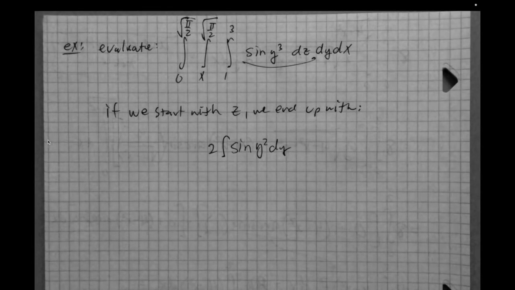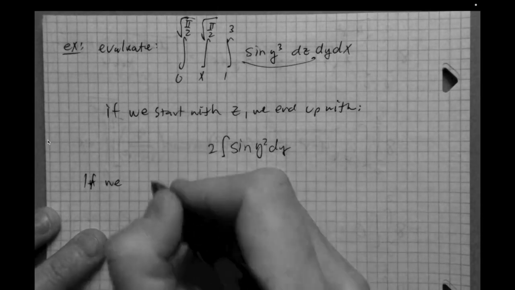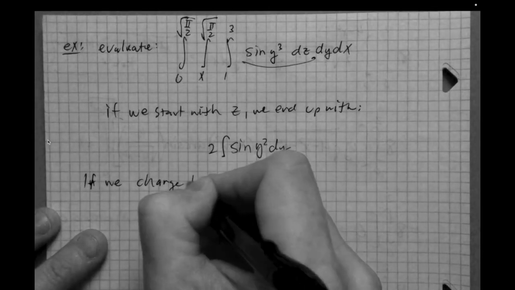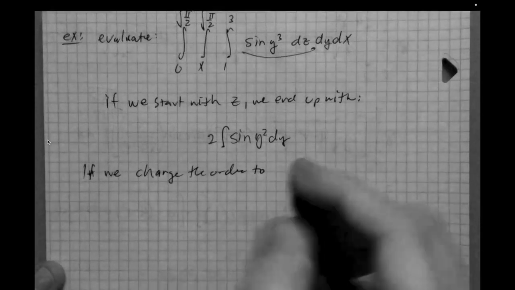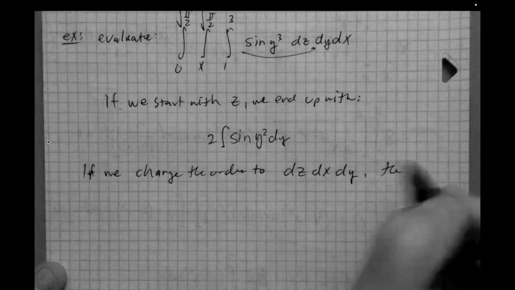Now, sine of y squared dy is not a straightforward integral to calculate. But if, on the other hand, we switch the order of integration around, yes, we do have to reconsider the bounds, but it turns out this integral can be made very straightforward and easy. So in particular, if we change the order to dz dx dy, the problem is much easier.